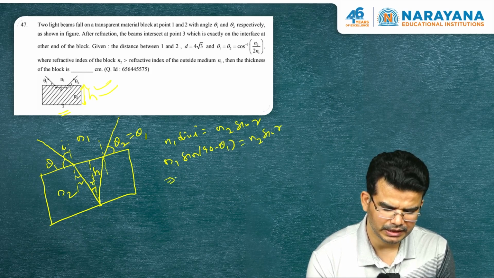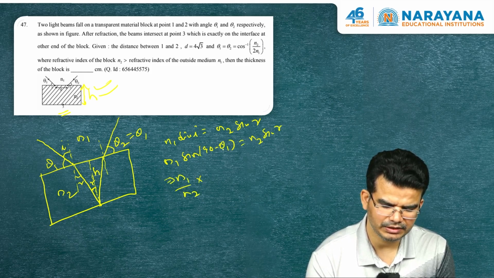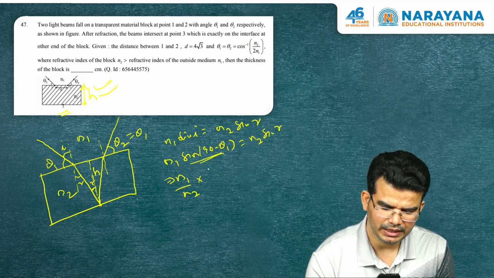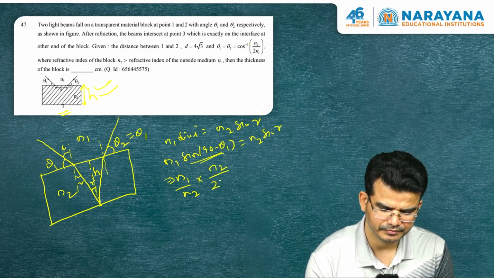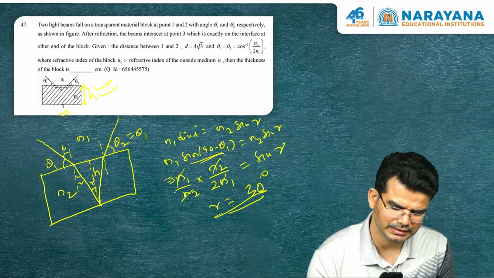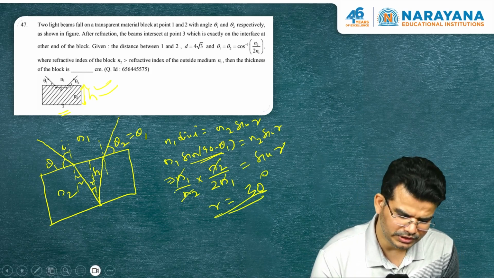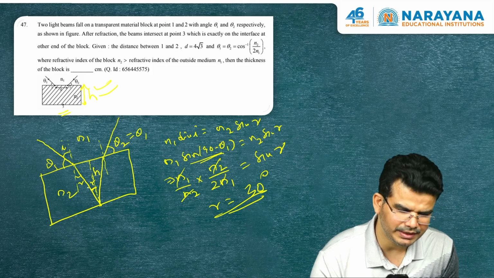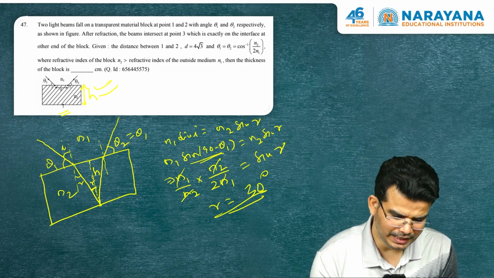And now you can see n1 by n2 into sin 90 is cos theta 1, and the cos theta 1 value is given. What is given for cos theta 1? n2 upon 2 n1, directly I am putting, equal to sin r. So r is 30 degrees coming, because n2 and n1 all get cancelled, 1 by 2 is left. So this angle is 30, so this angle is also 30. Now they are asking this h.